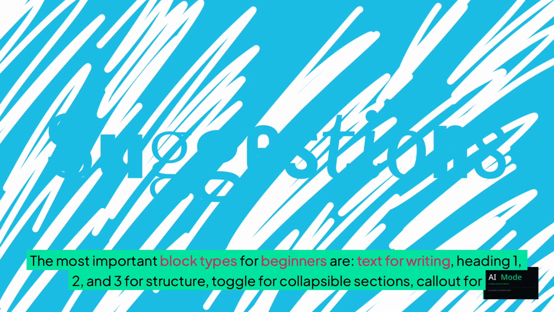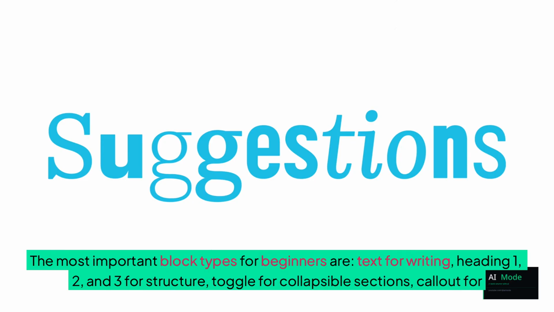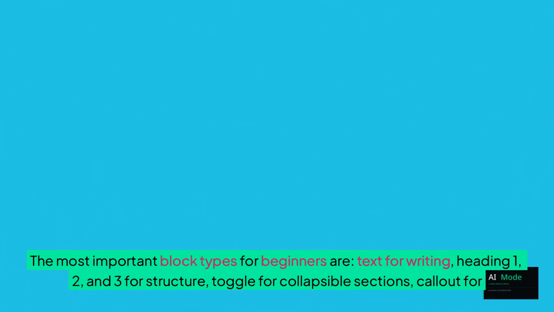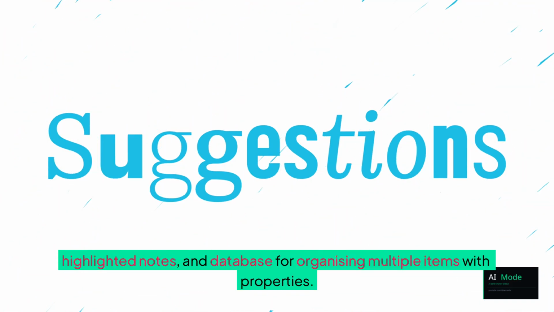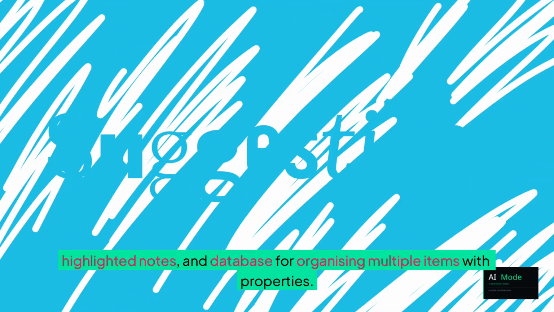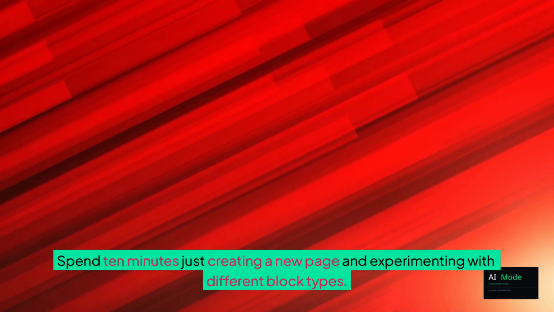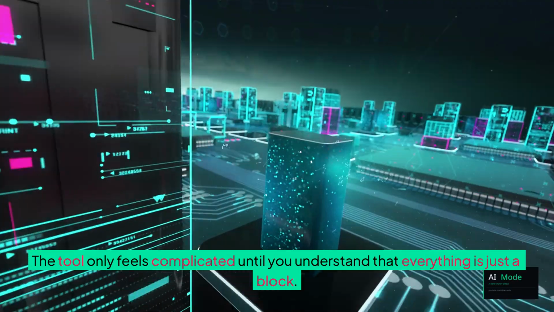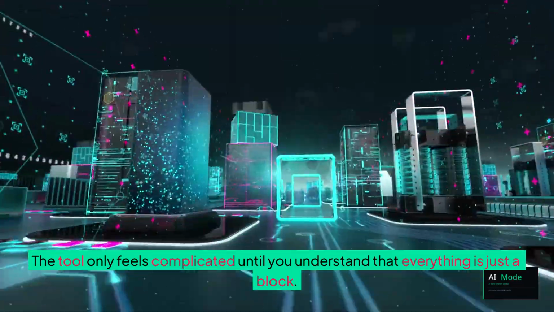The most important block types for beginners are text for writing, heading 1, 2, and 3 for structure, toggle for collapsible sections, callout for highlighted notes, and database for organizing multiple items with properties. Spend 10 minutes just creating a new page and experimenting with different block types. The tool only feels complicated until you understand that everything is just a block.